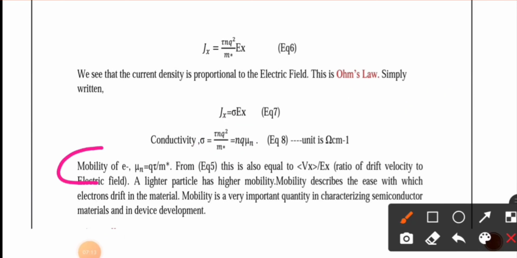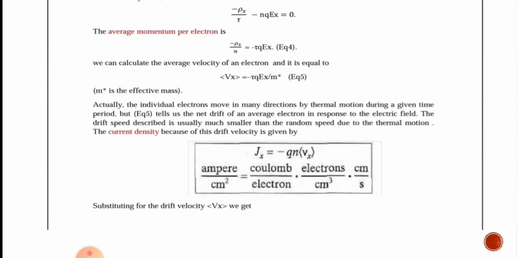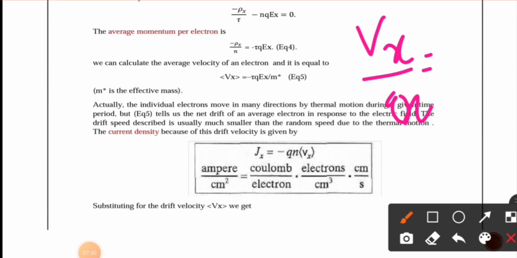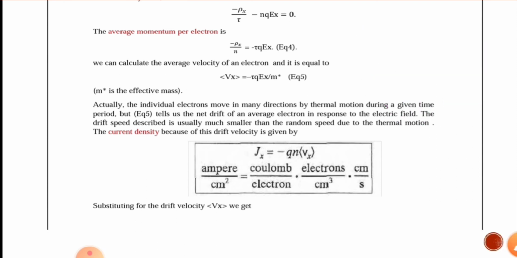Mobility of an electron mu n is equal to q tau by m star. This is also equal to Vx by Ex. So you can see the same equation here from Vx by Ex. If you take Vx by Ex, what remains? Minus tau q by m star. So that itself is the mobility, Vx by Ex.